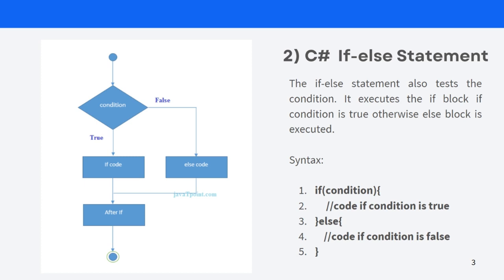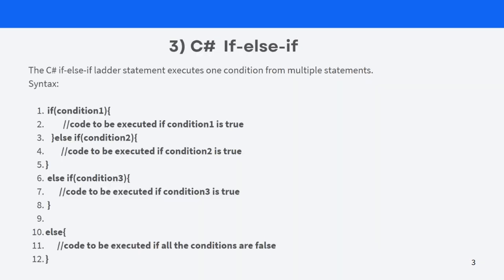Now, on the left hand side, you can see the flow of it. For example, at the initial state, the flow will enter into the condition. If it is true, then the if code will be executed. And if the condition is false, then the else code will be executed. And the code will move on. So, let us understand this with an example.